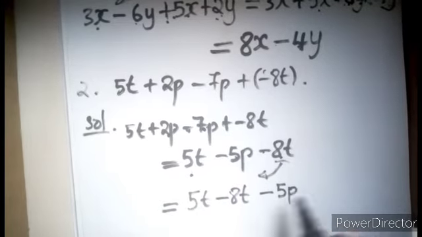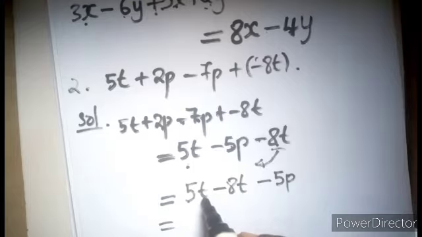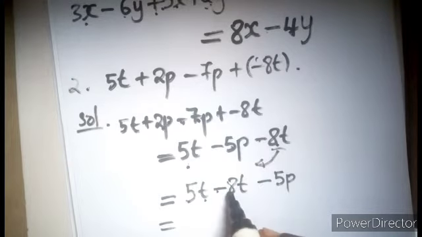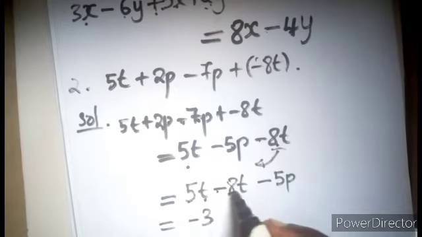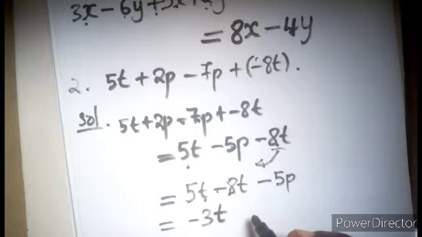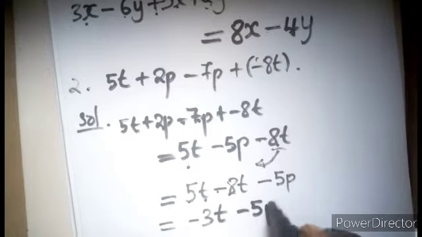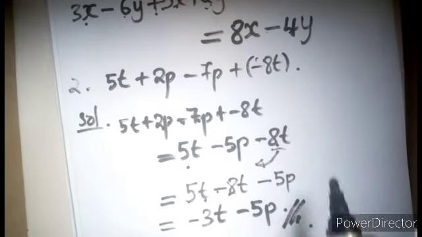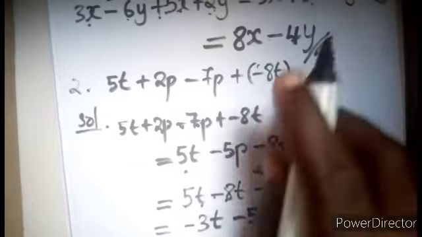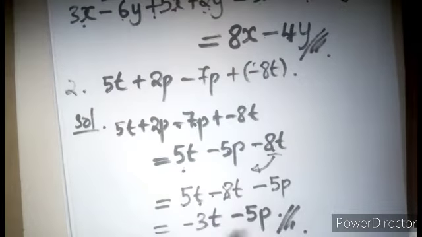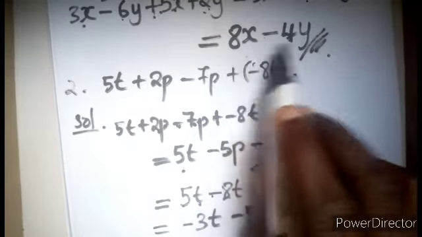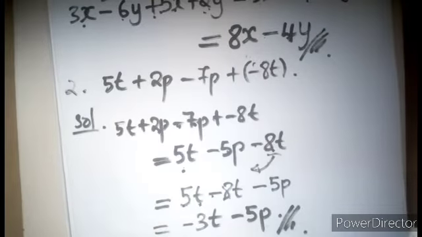Now what is 5t minus 8t? Because 5 minus 8 is negative 3, 5t minus 8t is negative 3t. So we have negative 3t minus 5p. This will be the final solution, just as this is the final solution, simply because we can't work it further. These are the addition of two unlike variables.